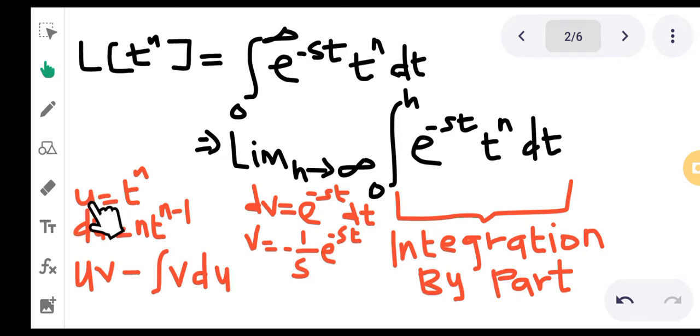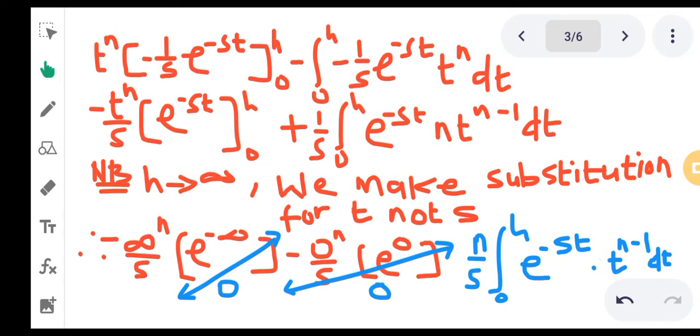Okay, so after getting your u to be t exponent n, your v to be minus 1 over s e exponent minus st, and your du to be n times t exponent n minus 1, just make a substitution here. So that's what I have done here. You are going to get u, which was t exponent n, times v, which was minus 1 over s e exponent minus st, then we apply the limit from 0 to infinity. For that infinity, I chose a certain variable h.